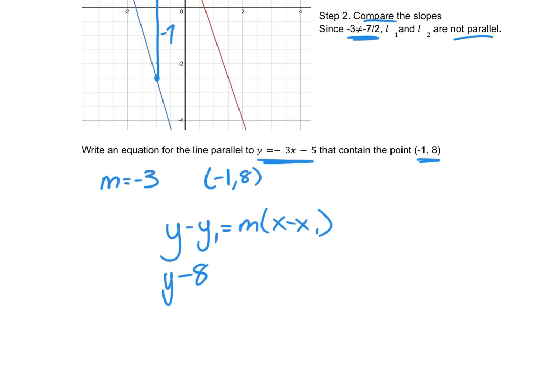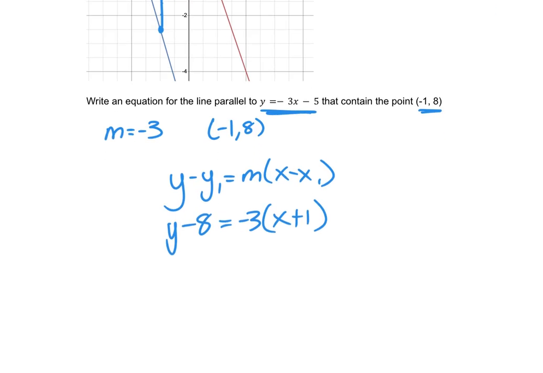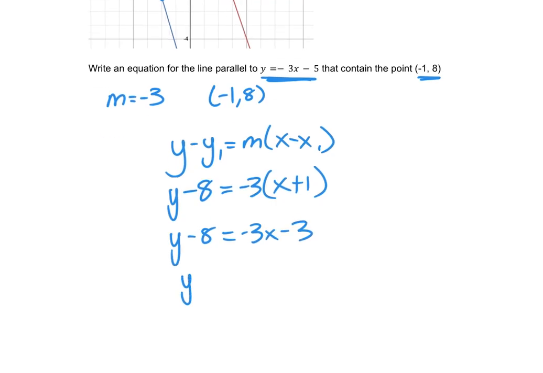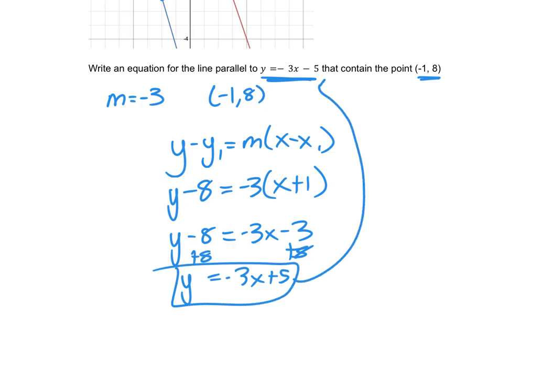So y minus 8, from the point, equals -3 times x plus 1. So y minus 8 equals -3x minus 3. Add 8 to both sides. We'll do that, and rewrite. So y equals -3x plus 5. So this equation is parallel to this one, and it has that point.